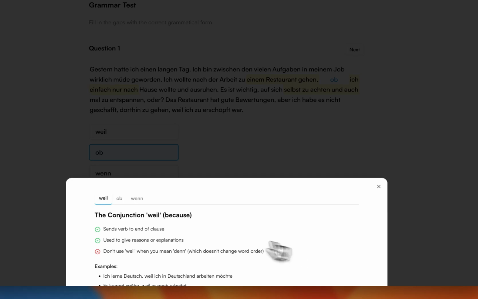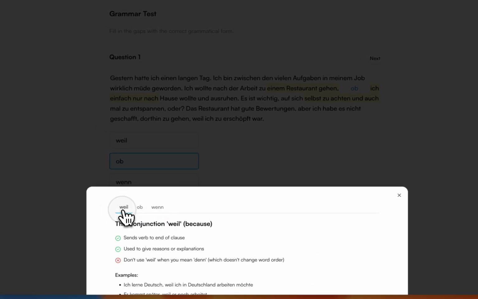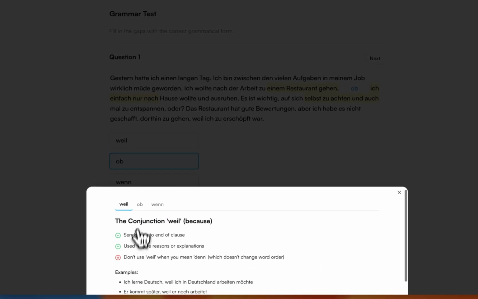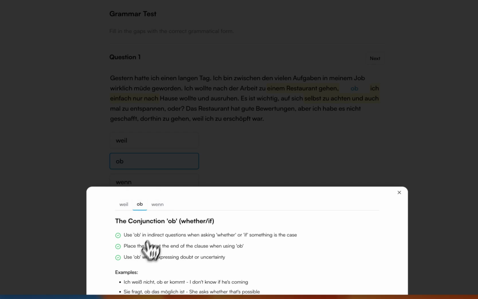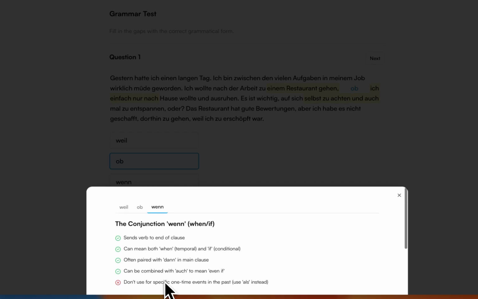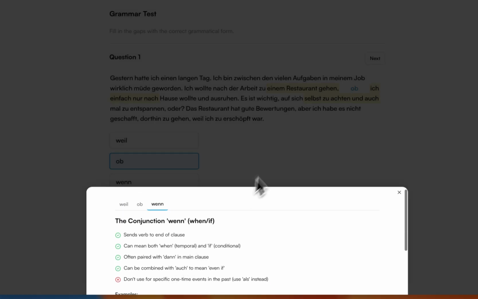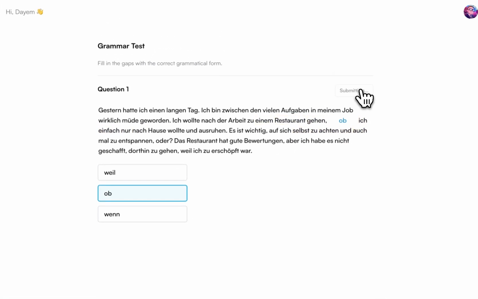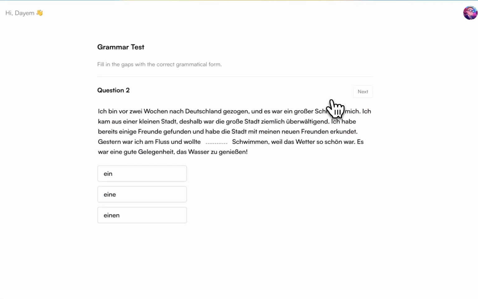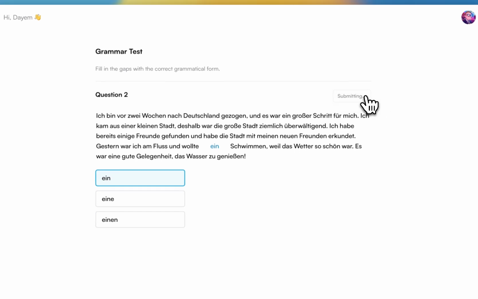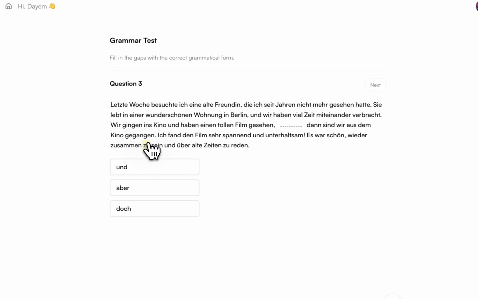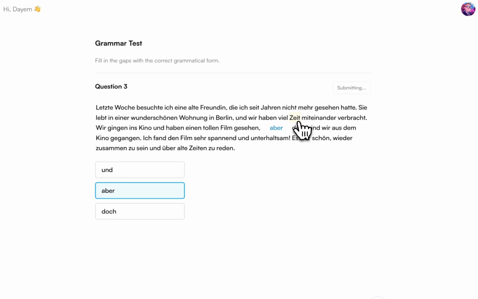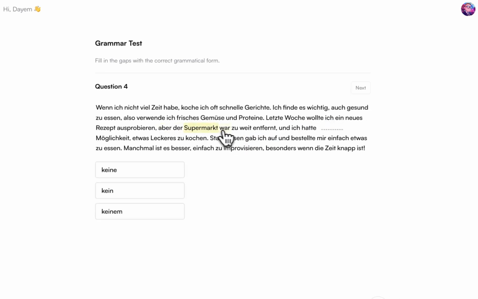There's also this feature for tips where people can see when you should correctly use this preposition or this preposition or this preposition. So these are like hints or tips that users can use to learn. Then similarly, you go to the next one, question 2. There are a total of 5 questions, and you just keep practicing until you have finished this practice session.